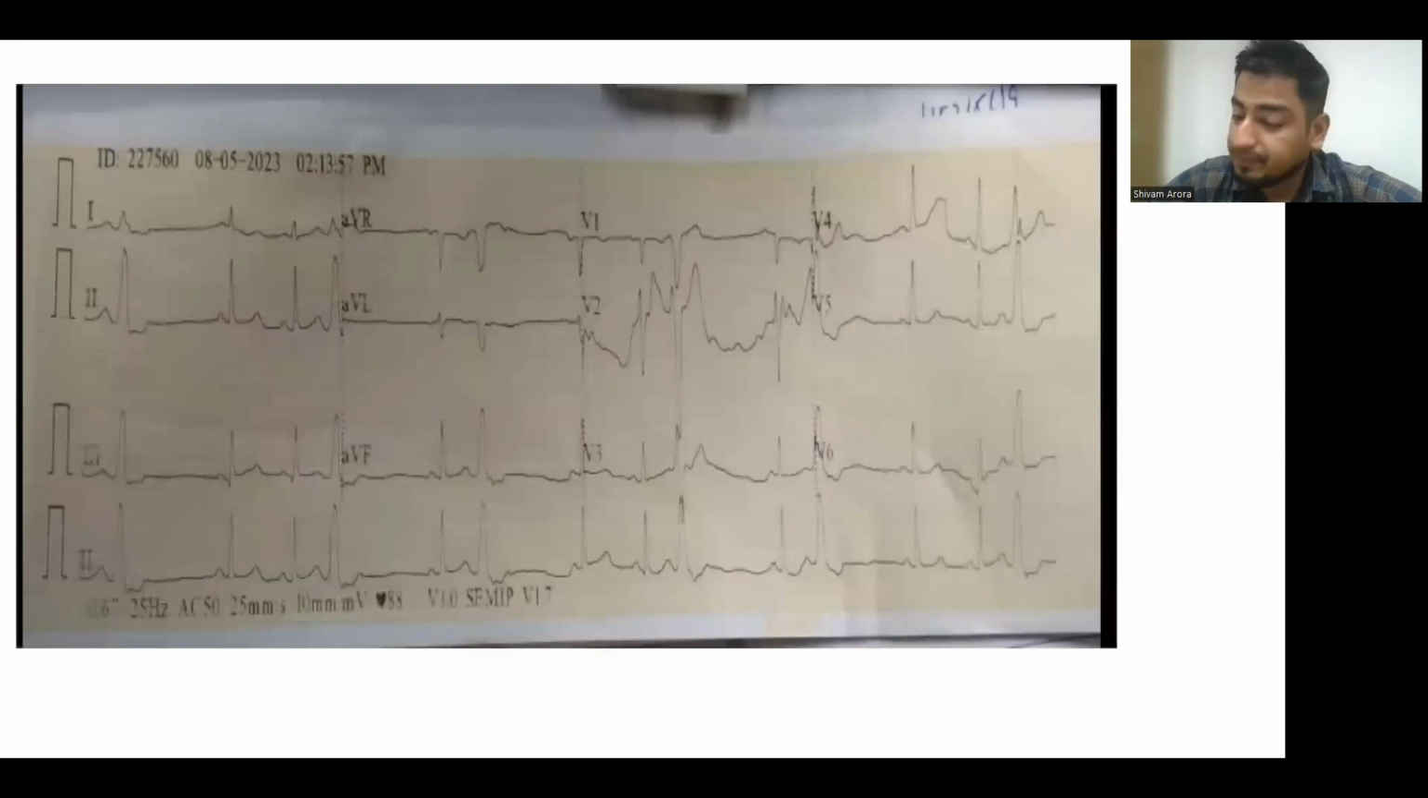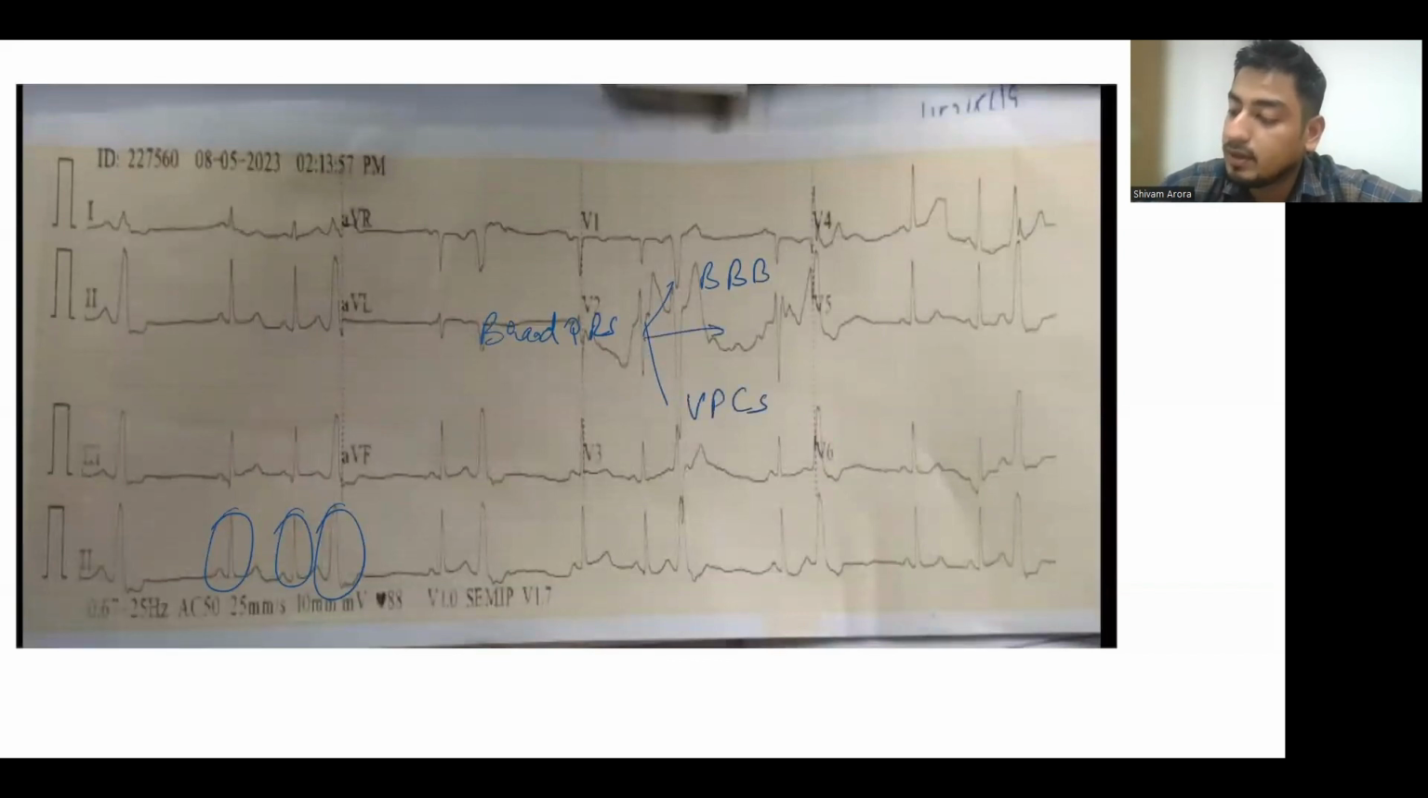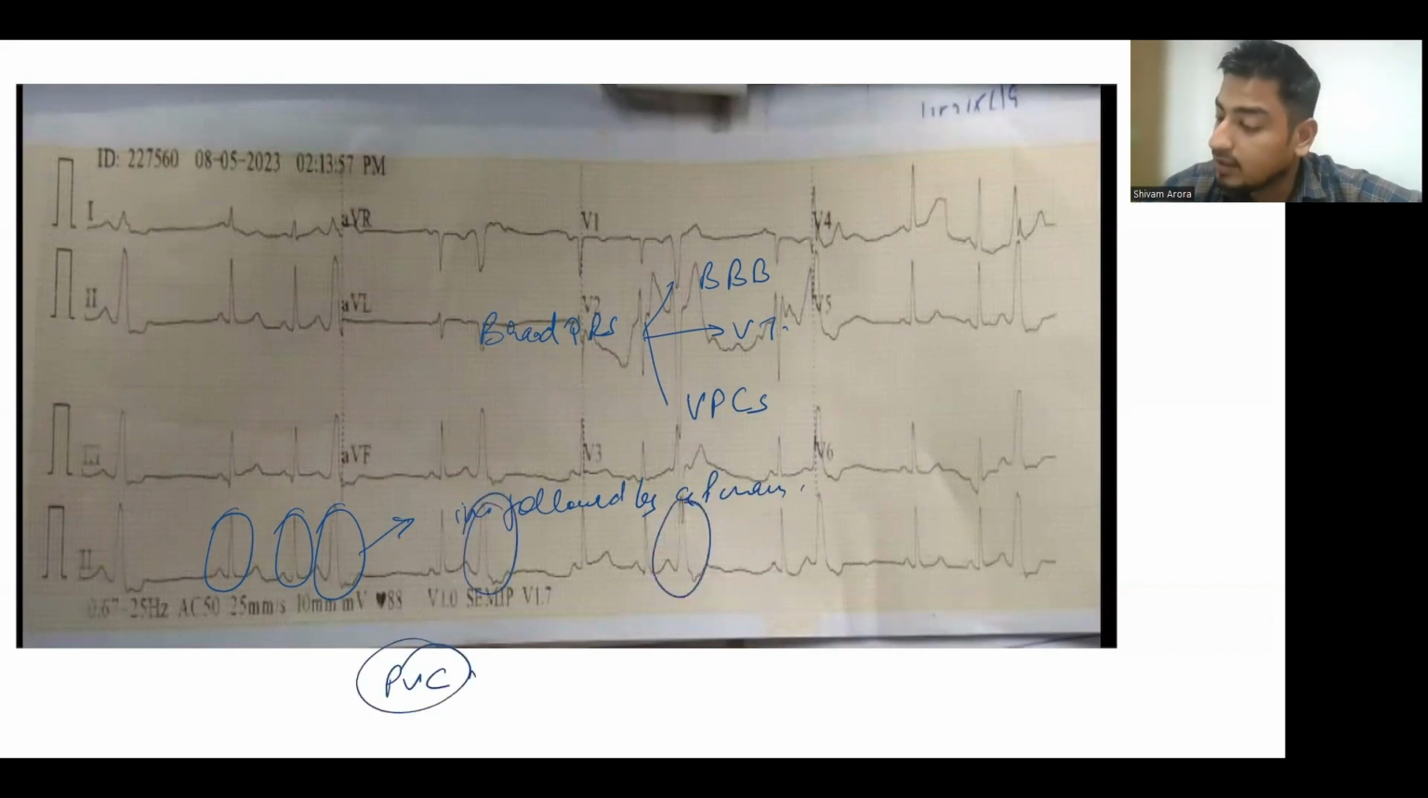This is the third ECG. In this we can see that this is a normal QRS, this is a normal QRS, this one is a broad QRS. As we have discussed, the causes of broad QRS are bundle branch blocks, VPCs, and VT. So this one is not followed by a P wave. So this is a PVC. This is again a PVC. This is again a PVC, and this is also a PVC. Clear?